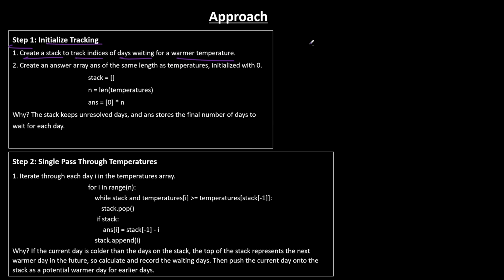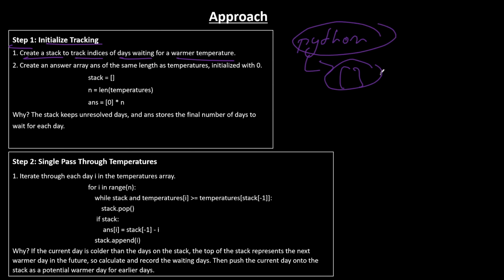And one more thing, in Python we don't have a built-in stack directly. So what we do is use a list as a stack, popping from the back. Fine. So we initialize a stack, n for the temperatures' length, and an answer of [0] multiplied by n, because the output array will be the same length as the temperatures array. That is why n.